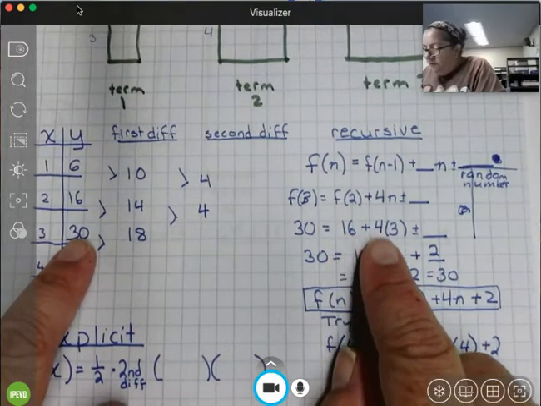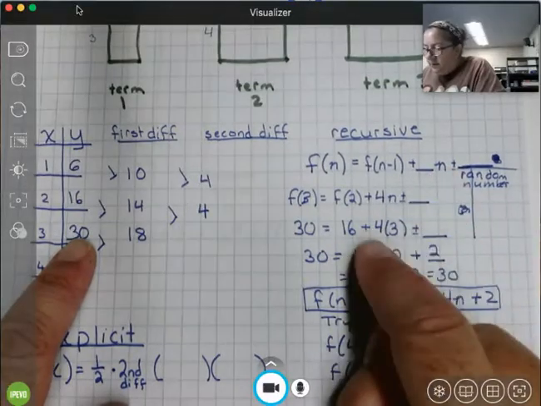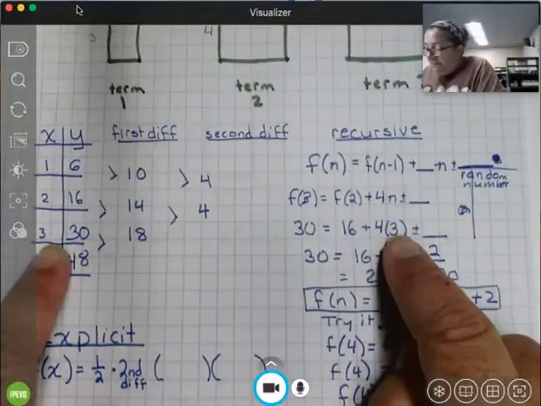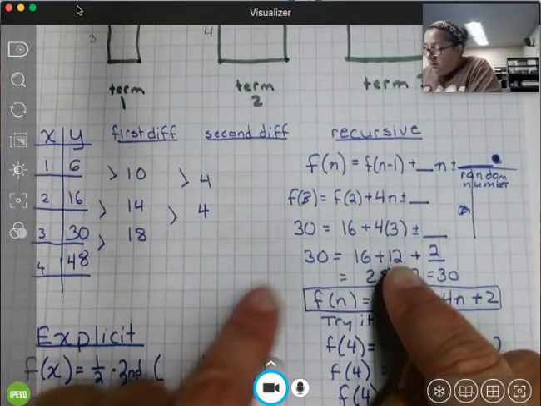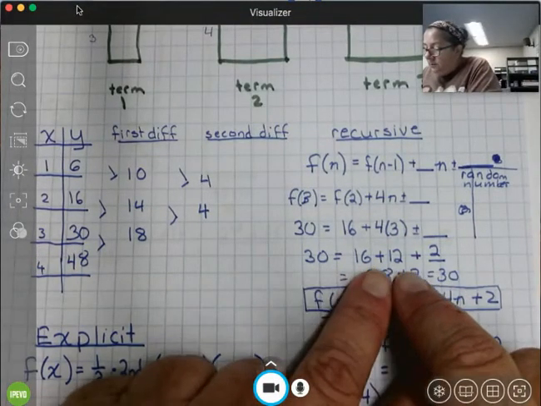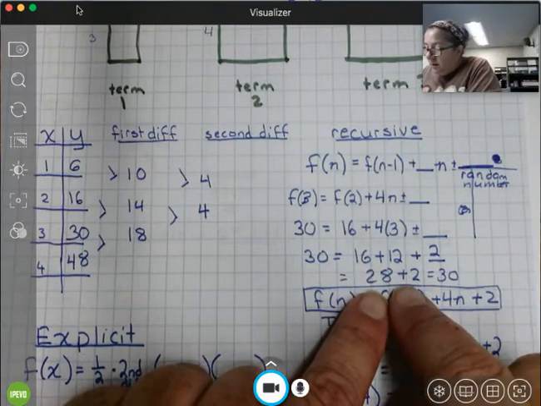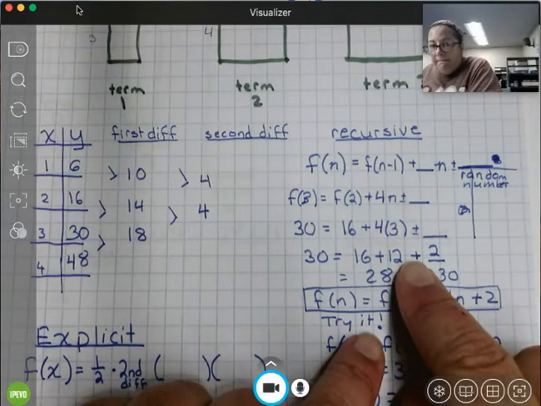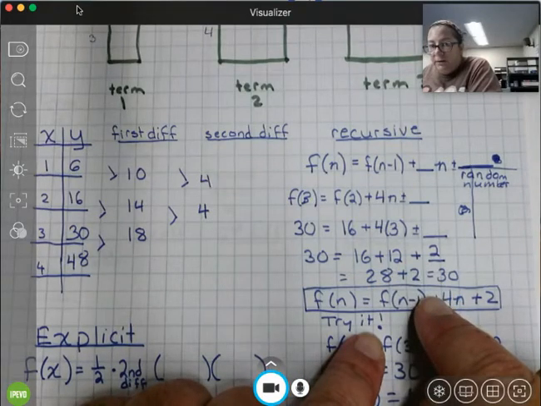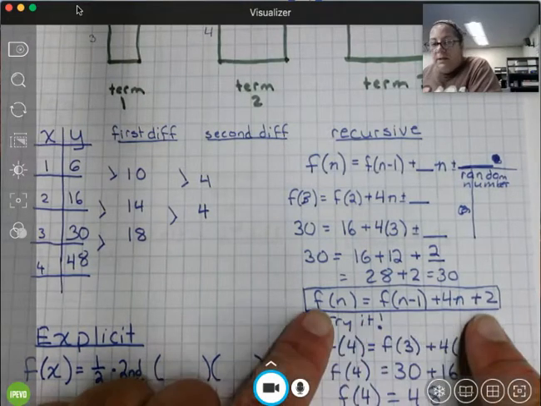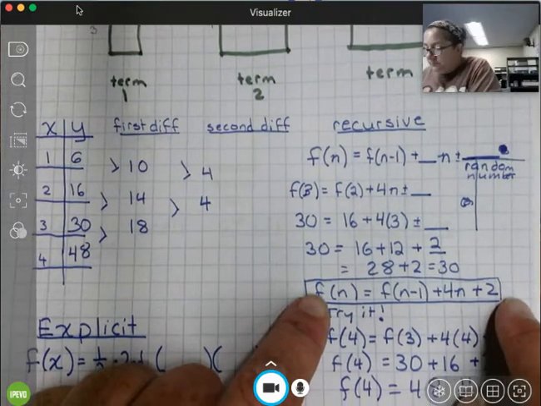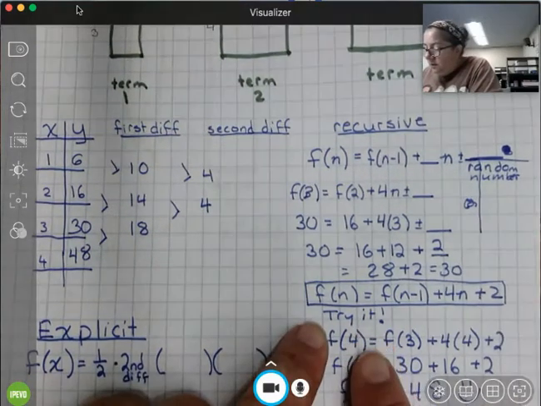Then 4n, or 4 is the second difference, times n. We're dealing with f of 3, so 3 is our n. And then plus or minus a mystery number. So that gives me 30 equals 16 plus 12 plus 2. I had to do plus 2 because 16 plus 12 is 28, and I needed a plus 2 to make it equal 30. Okay? So then make sure you write your equation and box it or something so that you have a final version of your equation. Then you should try it using another number.